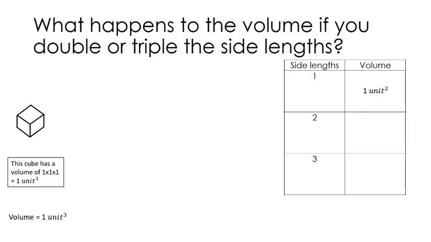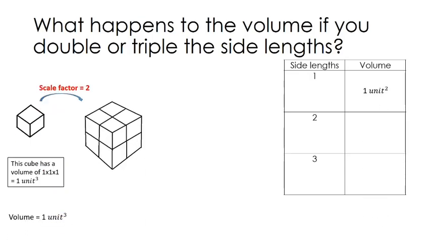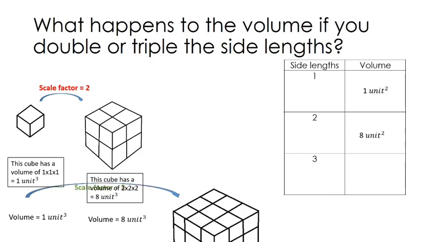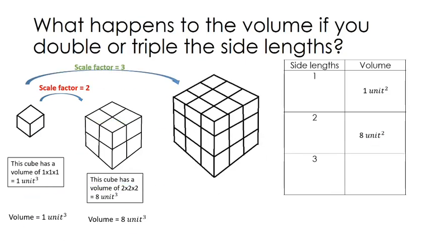And so, what would happen if we doubled it? Well, now we have 2 times 2 times 2 to find the volume. And you can actually just see by visualizing it, if there's 1 cube here, there's 8 cubes here. So the volume of our cube, when we double the side lengths or use a scale factor of 2, did not double.